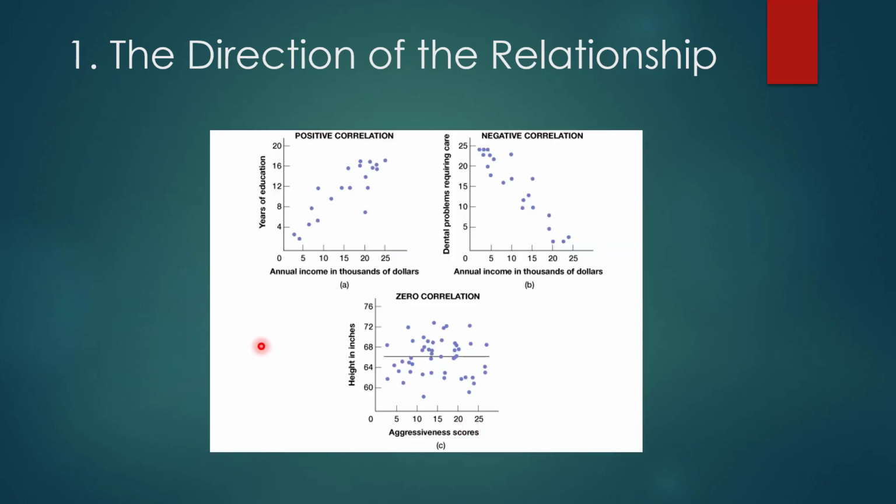Here's a diagram comparing all three different scatter plots: one for a positive correlation, one for a negative correlation, and one for no correlation. Here, as annual income in thousands of dollars increases, years of education increases. Here, as annual income increases, dental problems requiring care decrease. Again, as one variable increases, the other variable decreases. And here is just showing no correlation between aggressiveness scores and height in inches.